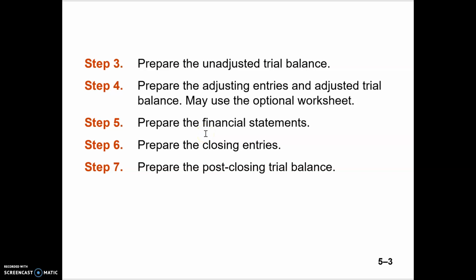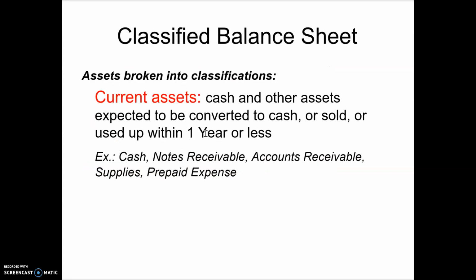We learned them back in Chapter 1, and we learned you had to do them in order. The income statement was done first because we needed the net income for the retained earnings statement, and you needed the ending retained earnings to do the balance sheet. And so what we're going to look at in this chapter is a more detailed balance sheet called the classified balance sheet. It's called the classified balance sheet because the assets and the liabilities are going to be broken into classifications. So for assets, we're going to first show our current assets.